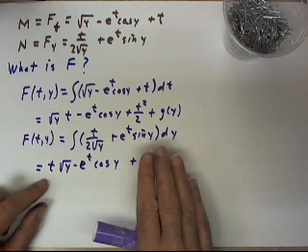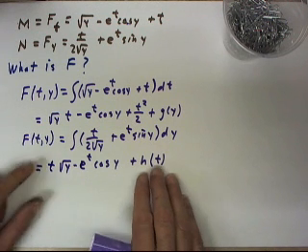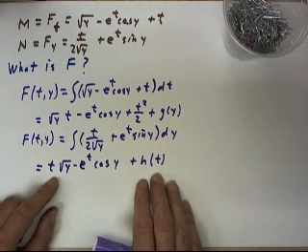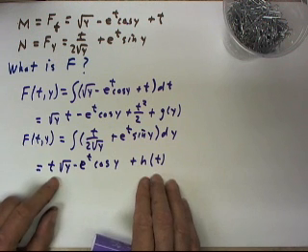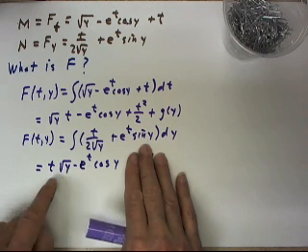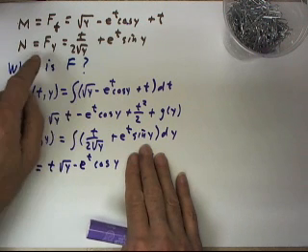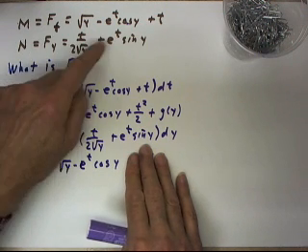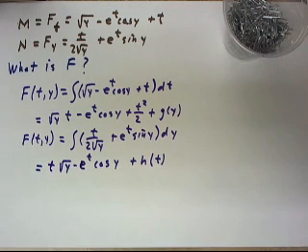Here we have a function h of t, but when we take the derivative of this with respect to y, that h of t is going to go away. It's going to be constant with respect to y, so the derivative of what's left is going to equal our n function.